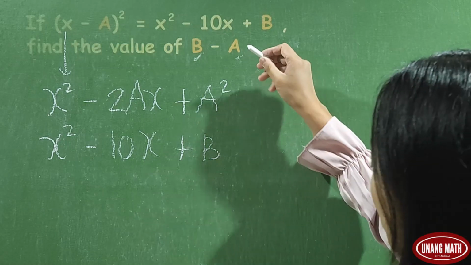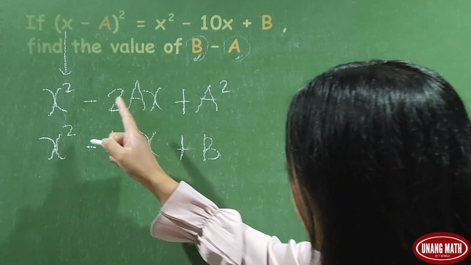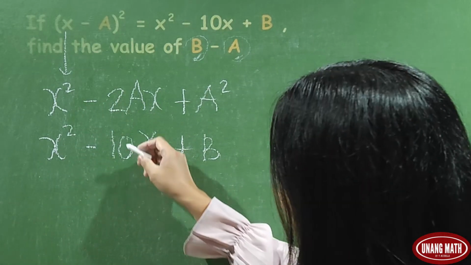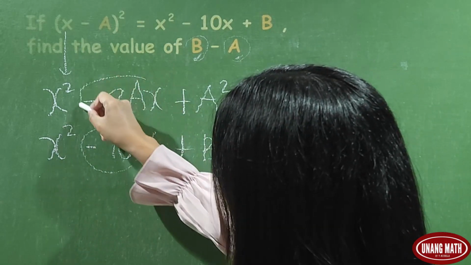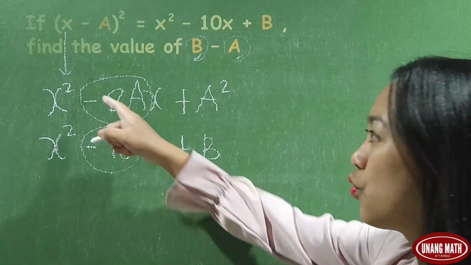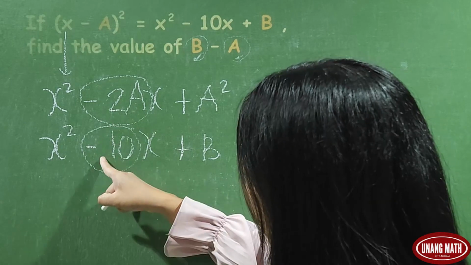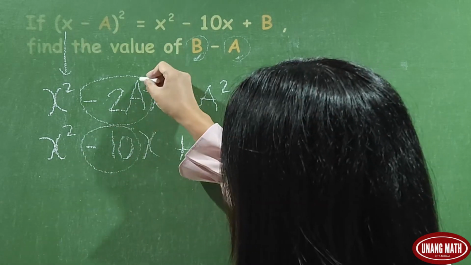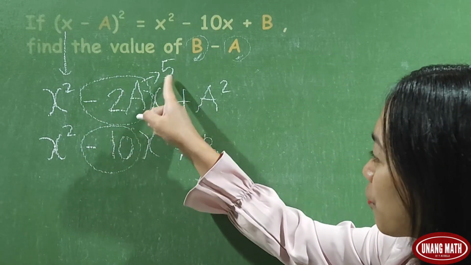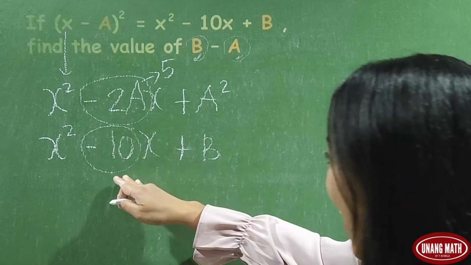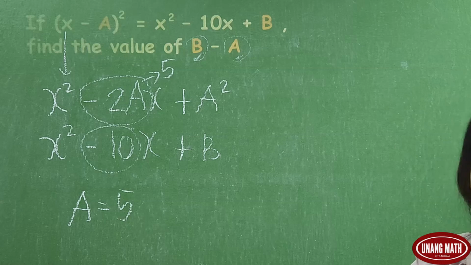Okay, now, let's find out the value of a and b. So if you're going to take a look at this one, it means this negative 10 is equal to negative 2 times a, or negative 2a. Negative 2a is equal to negative 10. So it means a is 5 because negative 2 times 5 is negative 10. So now we found out that a is 5.